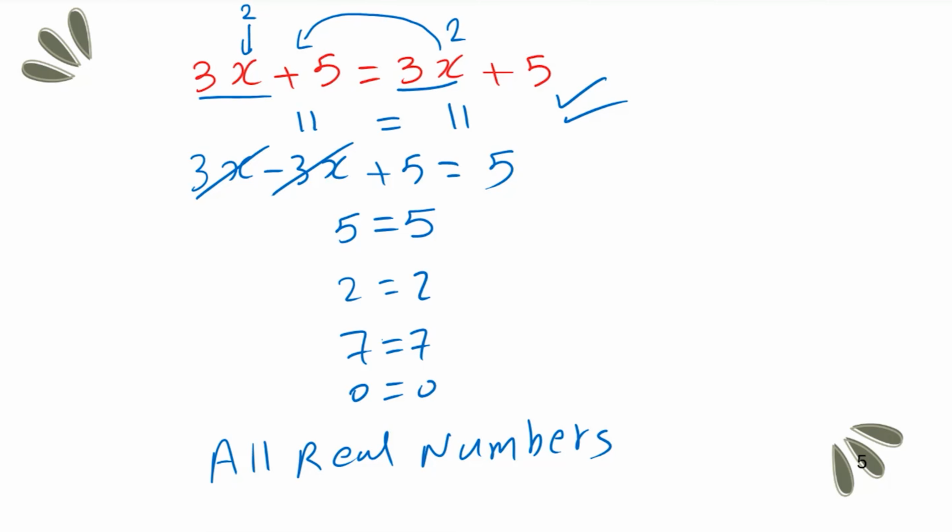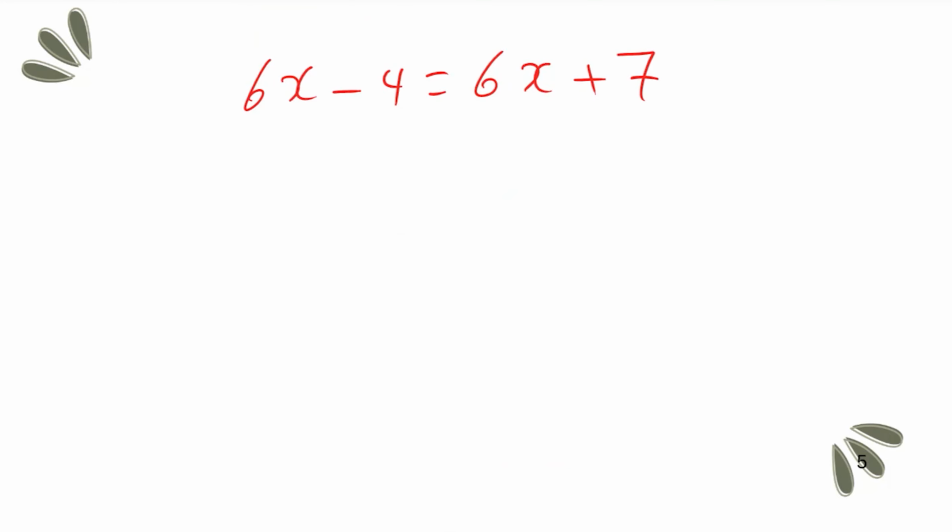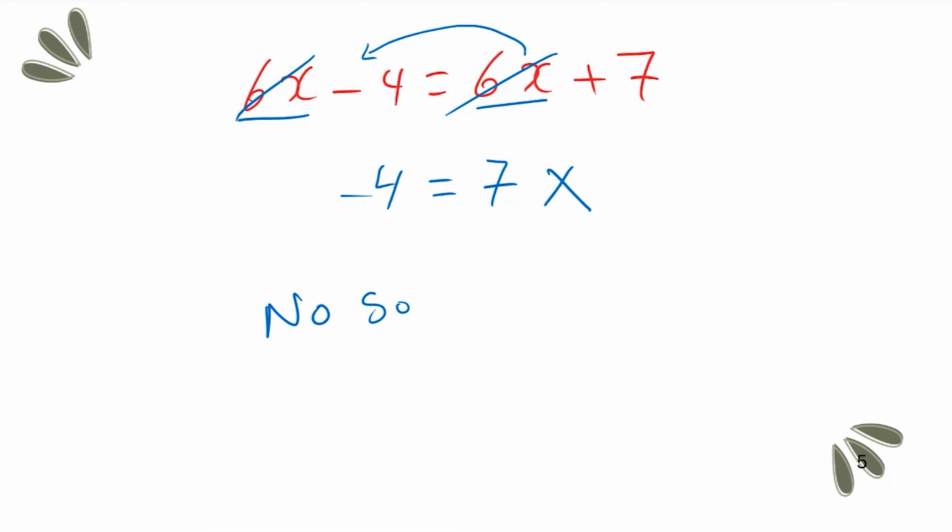Another type of question. If you look at this question, you can see we have the same variable on both sides and the same numbers opposite. What you should do is move one variable to the other side, and both will cancel. What we have left here is -4, and on the other side we have 7. Is -4 equal to 7? This is wrong. In this case, we say no solution for this equation.